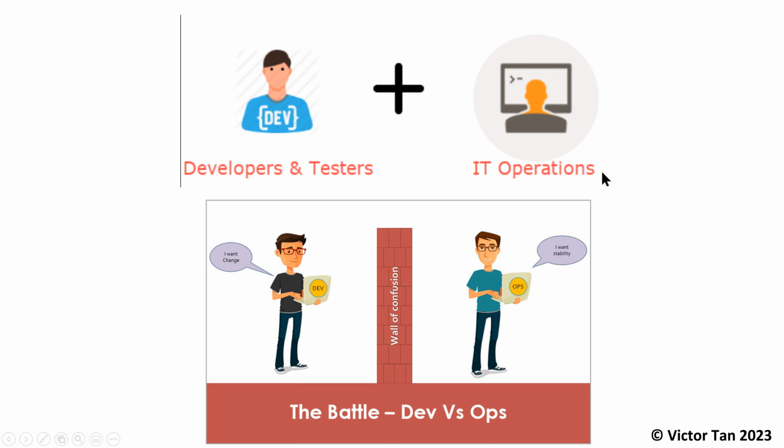Then the IT operations people will take that code base, deploy it onto the actual production server, make sure the production server is running fine, and so on. So this seems to work fine until there is a problem with the app. Your app that's deployed in the production server crashes. When it crashes, people are going to start pointing fingers. Whose fault is it?